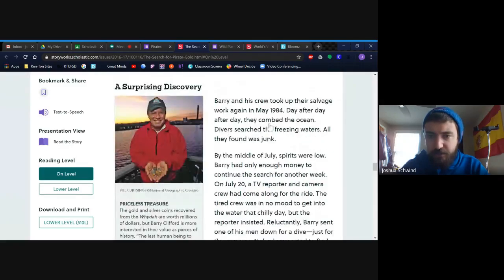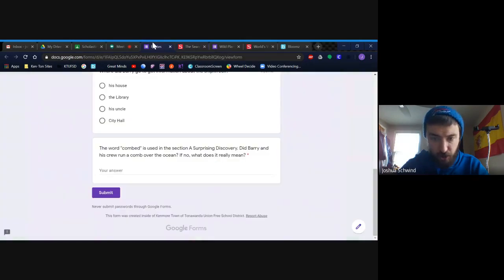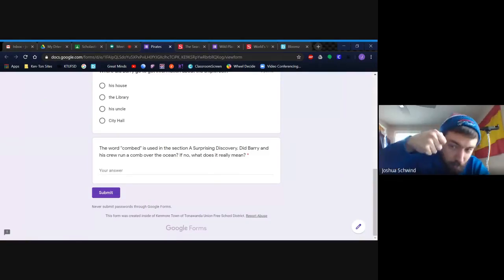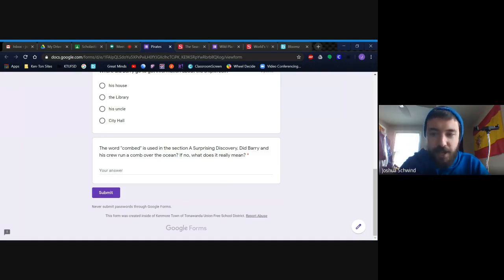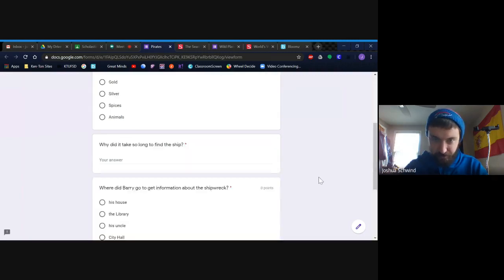And let's see if there it is. Barry and his crew took up their salvage work again in May 1984. Day after day after day, they combed the ocean. And no, they did not take a comb and run it through the ocean. It's another way of saying they searched very, very carefully. They made sure they didn't miss anything in their search.